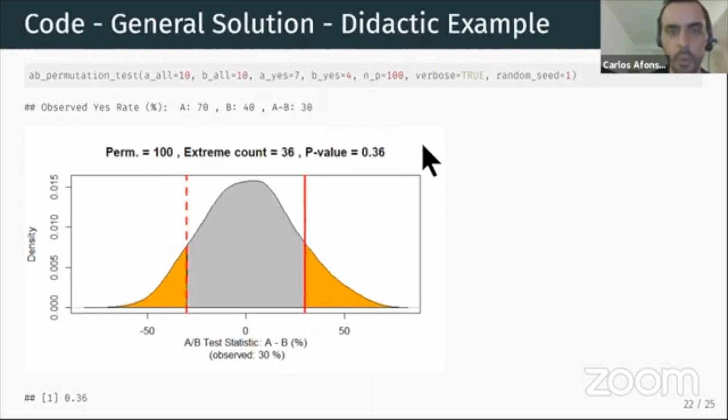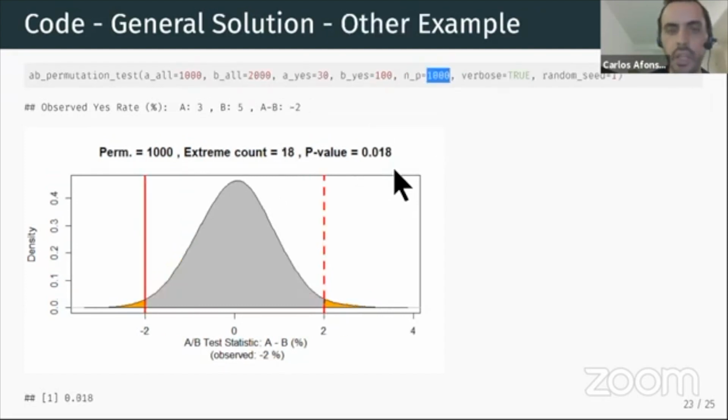So the previous example was one where the difference is not significant. It's just due to random chance because the p-value is so large. And this is an example where the p-value is very small, much smaller than 0.05. And we can reject the null hypothesis, and we can conclude that there is a real difference between A and B.